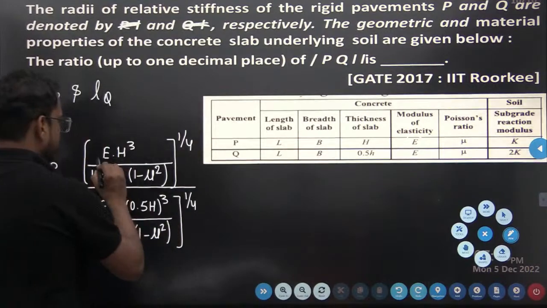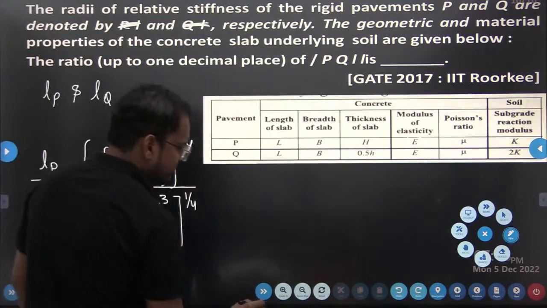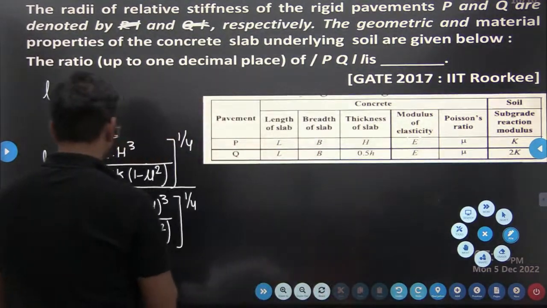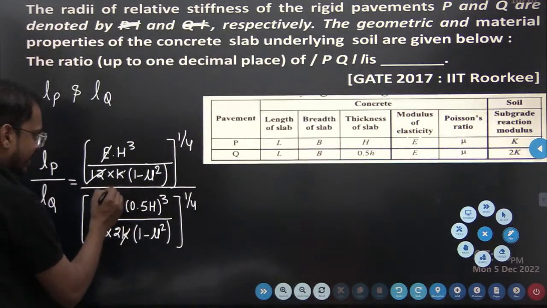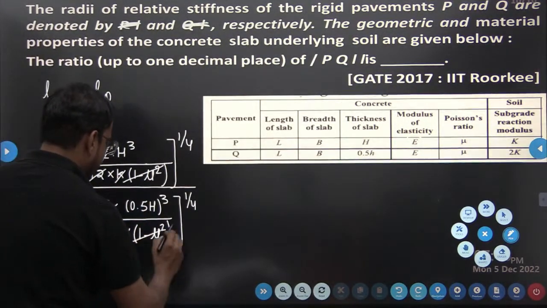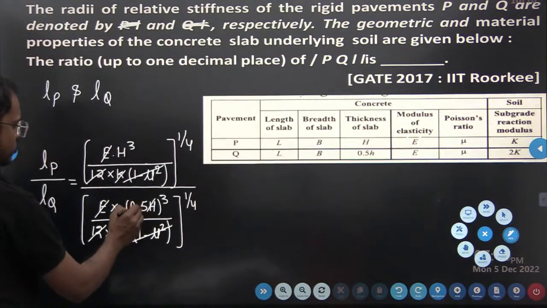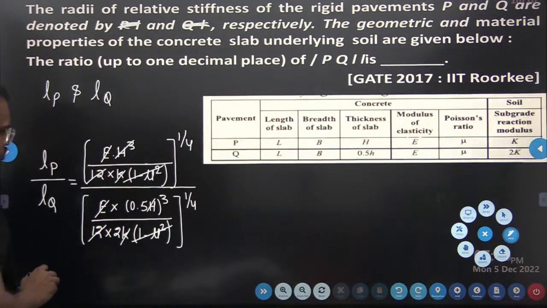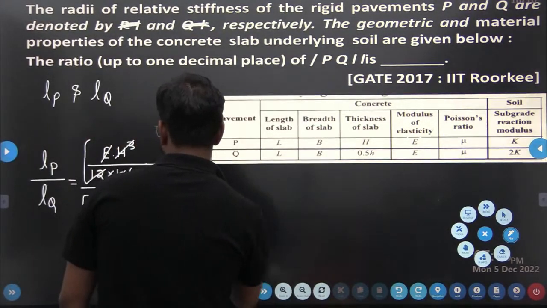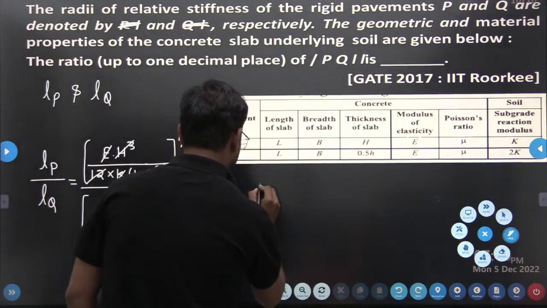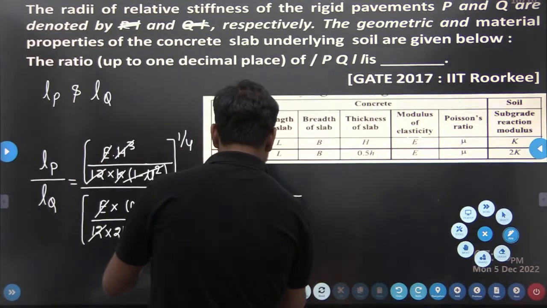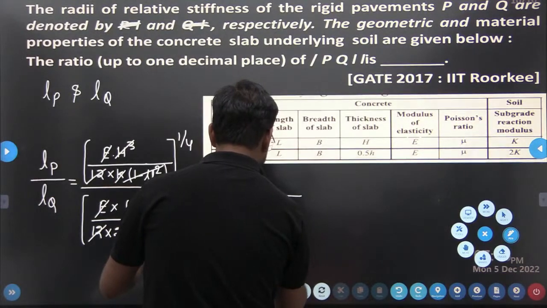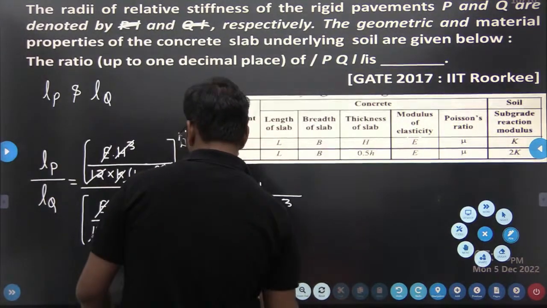My dear friend, E to E cancels out, 12 to 12 cancels out, K to K cancels out, 1 minus mu square to 1 minus mu square cancels out, HQ to HQ cancels out. So the remaining value becomes equal to 1, I think. This value becomes equal to 1 dividing by 0.5 whole cube dividing by 2.